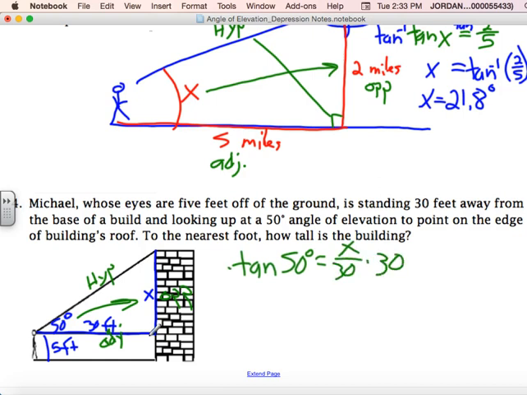And we multiply by 30, multiply by 30. So x equals 30 times the tangent of 50, which is 35.75. Okay, so again, this is just telling us this distance from the top of the building down to however high Michael's eyes are above the ground. So in order to find the height of the building, we just have to add on that 5 feet that it tells us his eyes are from the ground. So we just add 5 onto that and get 40.75. Okay, so the building is 40.75 feet tall.